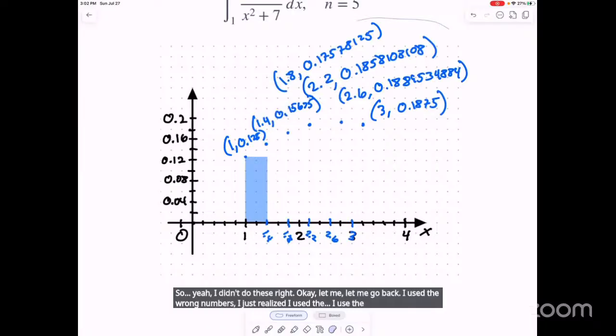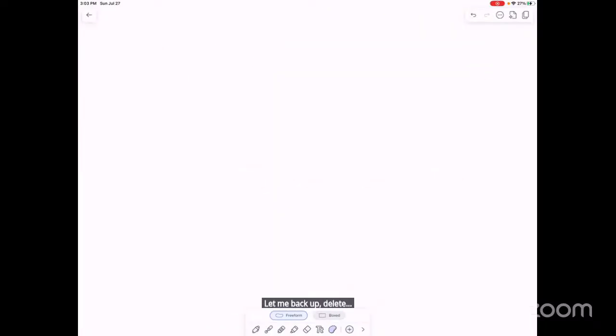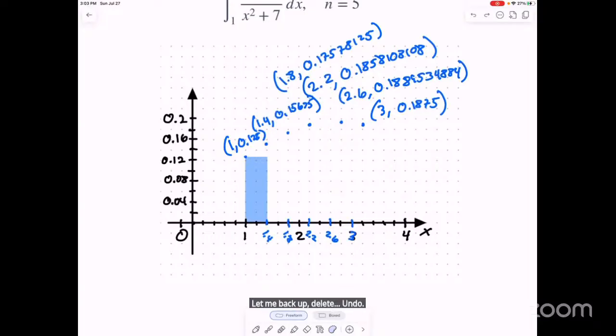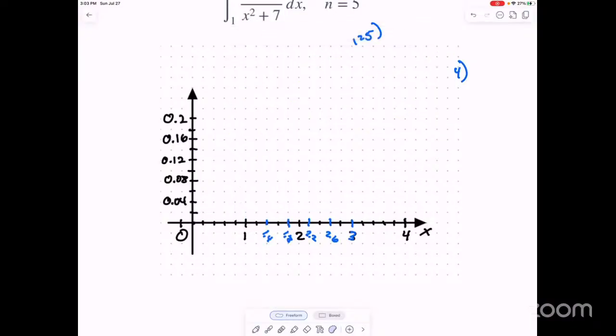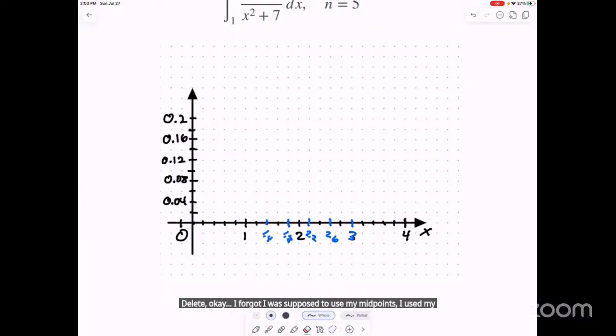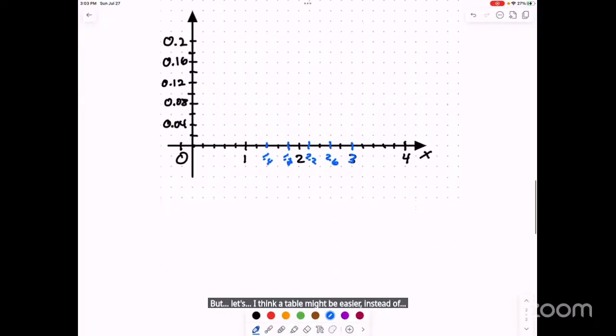Let me back up. Delete. Undo. Let's go. Trying to get rid of this stuff. Delete. Okay. I forgot I was supposed to use my midpoints. I used my endpoints. But I think a table might be easier instead. Let's do a table real quick.